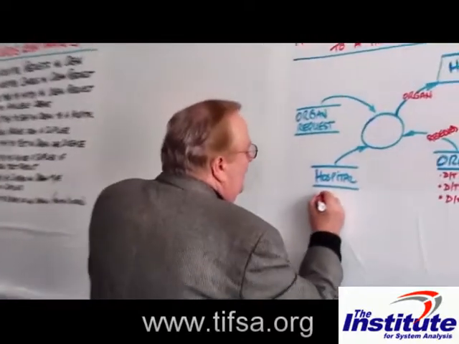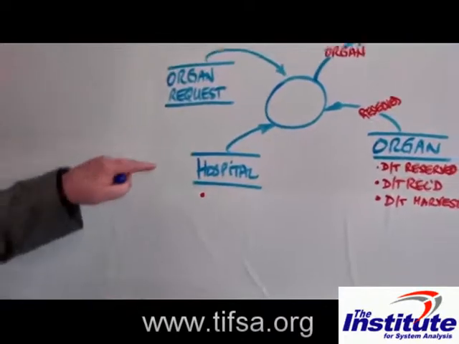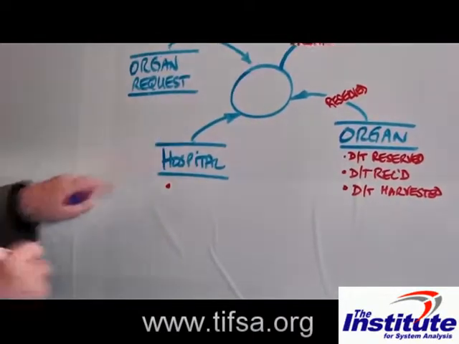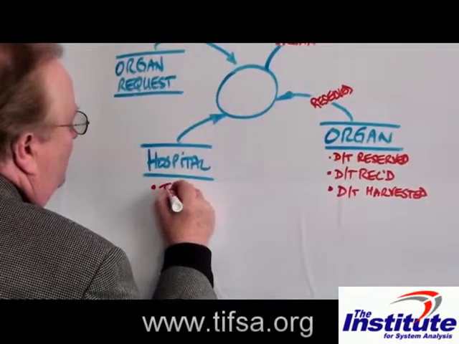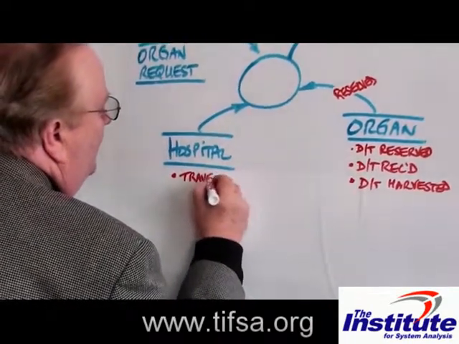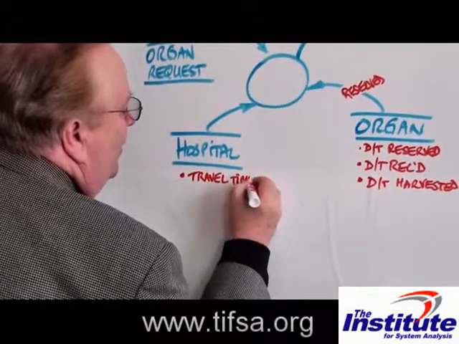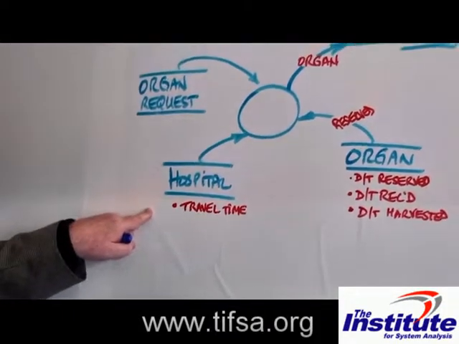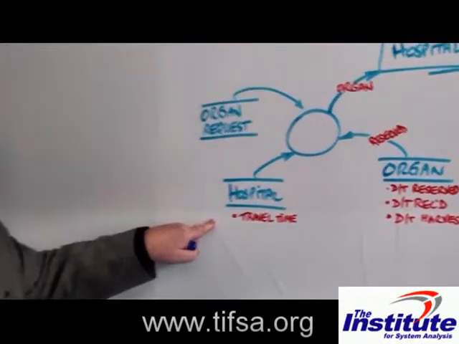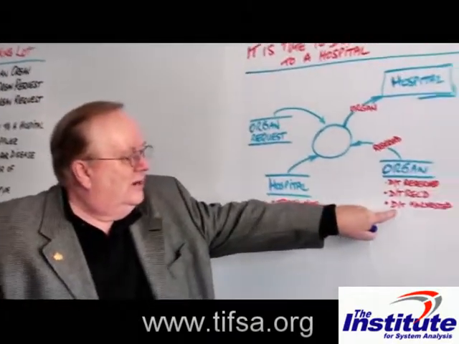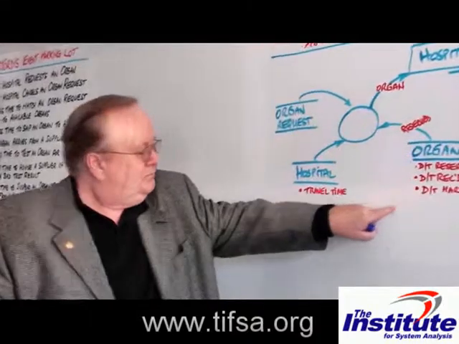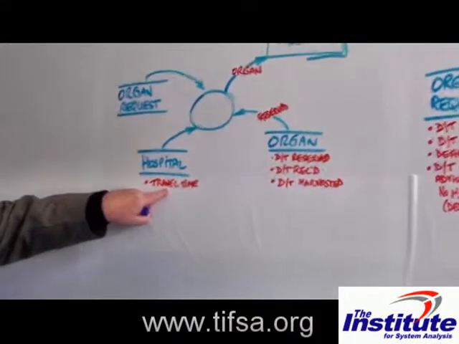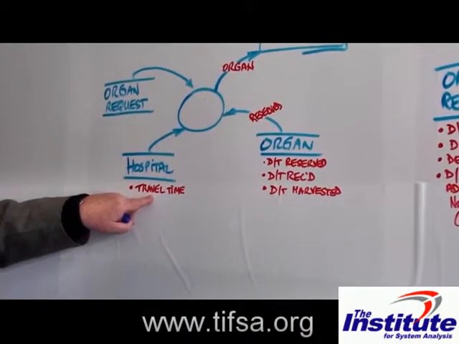Well, let's here, as part of the hospital object, attribute another piece of data, and that is travel time. I'm going to call it travel time to the hospital from TORDIS Central, in other words, from us, right? So if we have the date and time that the organ was harvested, that tells us how old it is now, and we have the travel time.